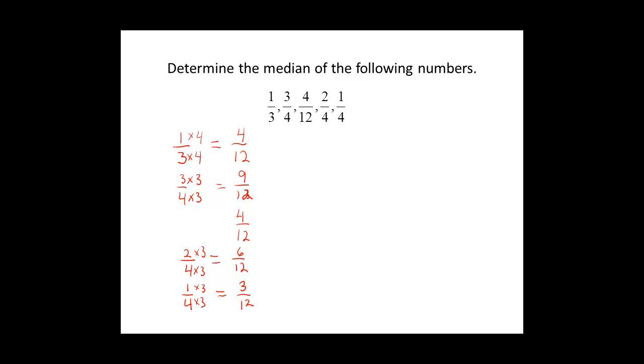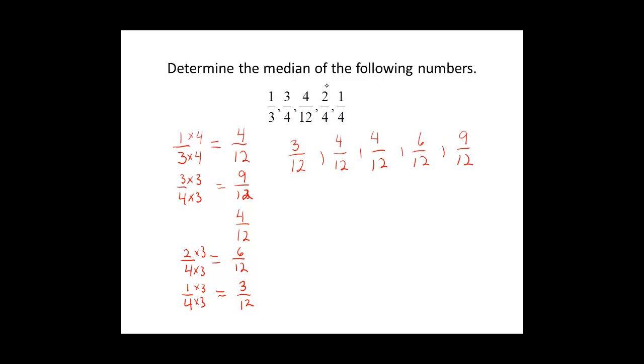Now we will put these numbers in order from least to greatest. The smallest fraction will have the smallest numerator because all of the denominators are the same. We will start with 3/12 as our smallest fraction. Then we have 4/12, and we also have another 4/12. And then 6/12, and finally 9/12.